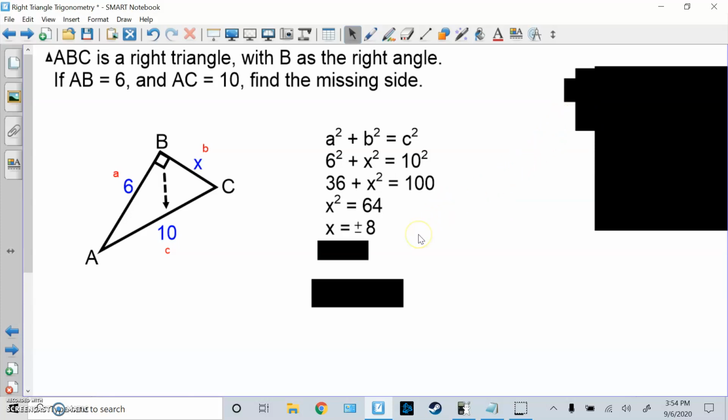When you square root a number, remember you get plus or minus. But we're talking about geometry. We're talking about a real triangle. Side measurements cannot be negative, so we ignore the negative 8 and just say positive 8. So we know AB equals 8.